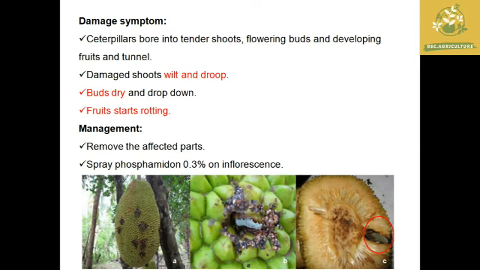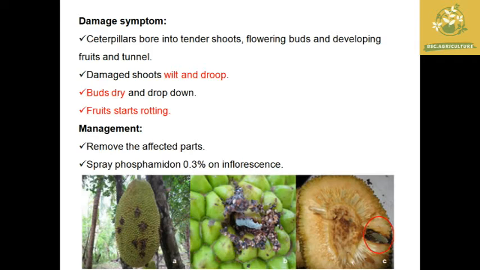While seeing the damage symptoms, the caterpillars bore into tender shoots, flower buds and also the developing fruits, and create tunnels inside them. The damaged shoots wilt and drop, and buds dry and drop down, which are the major symptoms. We can also see rotting of fruits once it affects the fruits. The management is to remove the affected parts, and spraying of phosphamidon 0.3% during the inflorescence period is an effective method.